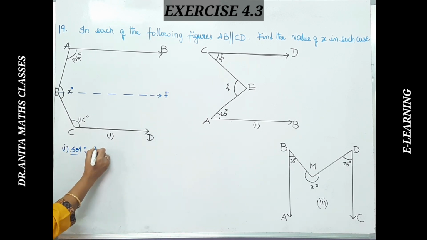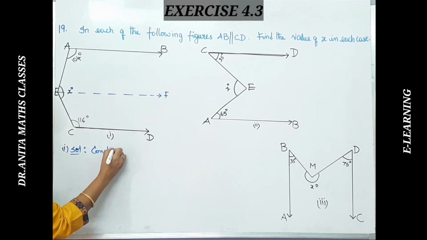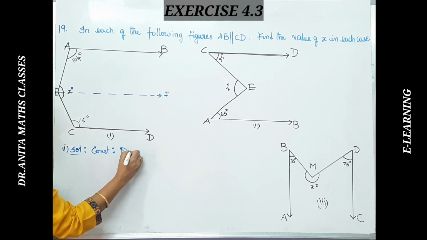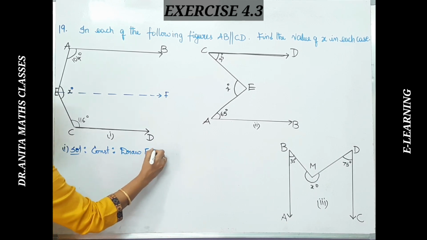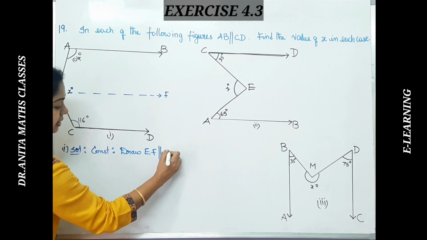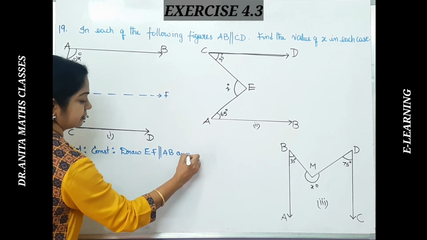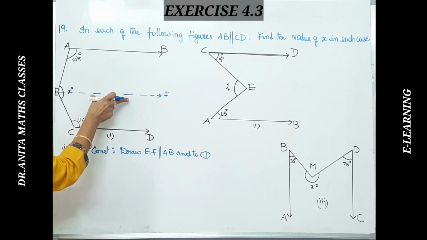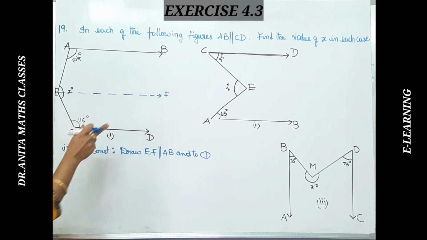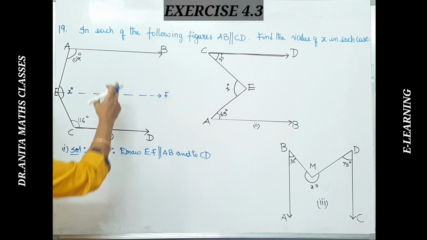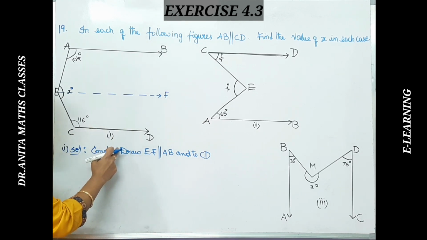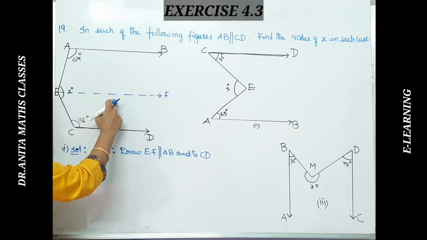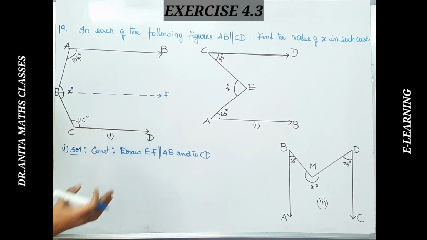So EF, construction I am making, draw EF parallel to AB and to CD. In such a way I am drawing a line which is parallel to both the lines. And also we have the axiom that if two lines are parallel to the same line, they are parallel to each other. That was an axiom.